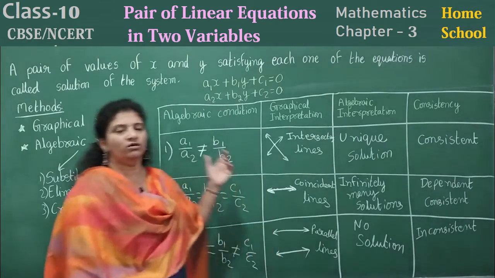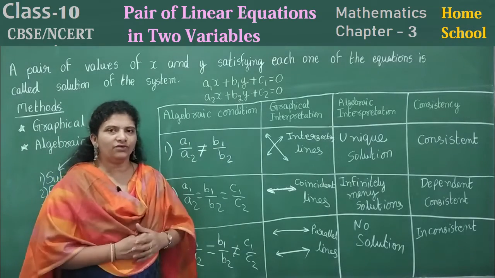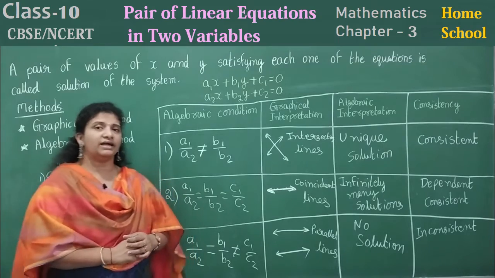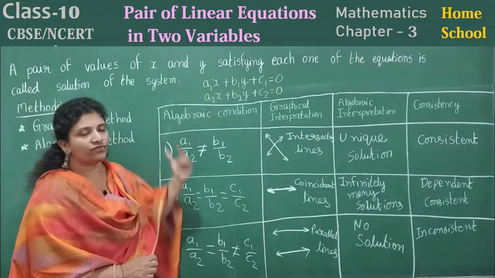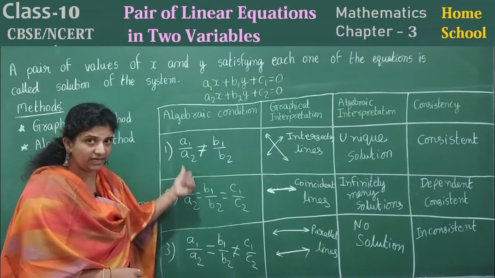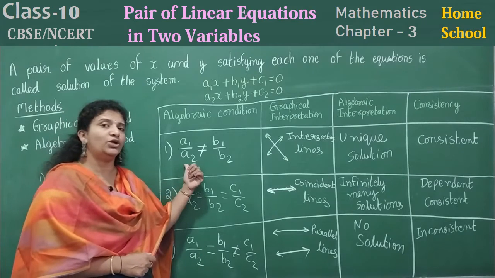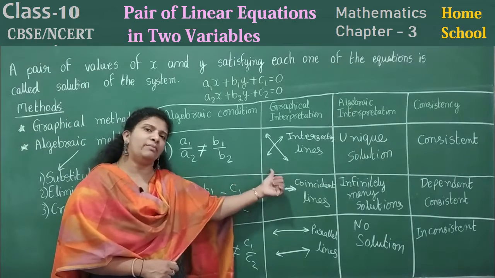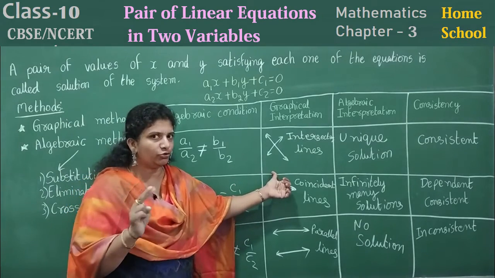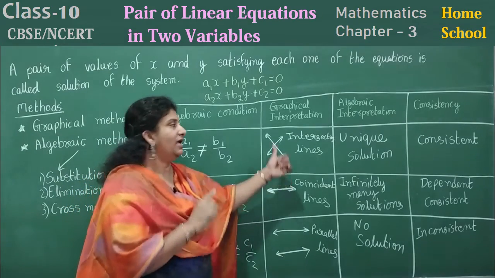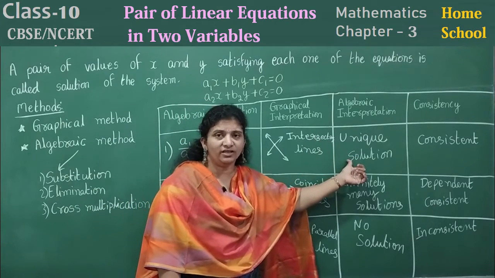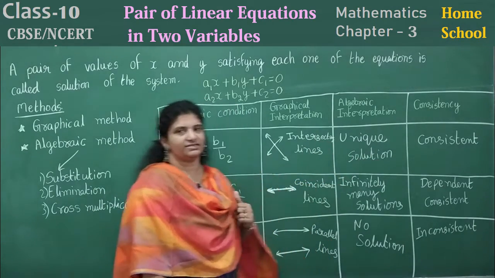Okay. So without doing anything, we can interpret the result by this table. So what is that table? I have written the coefficients here. See the three cases. A1 by A2. If A1 by A2 is not equal to B1 by B2, how will the graph be? The two lines will be intersecting, and the lines are intersecting and having a unique solution and they are consistent.